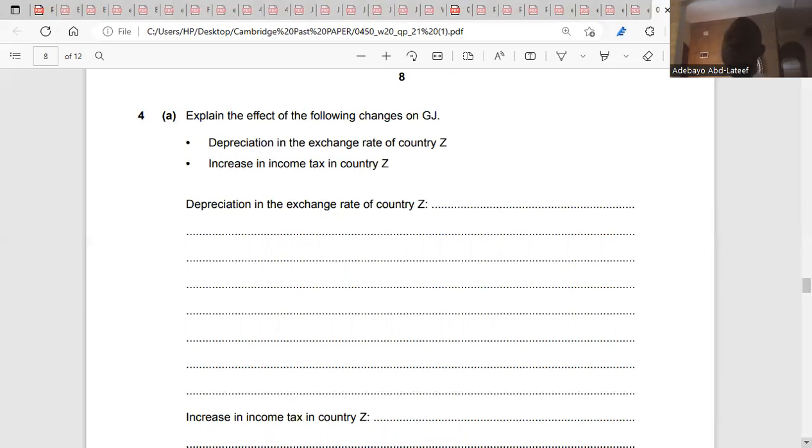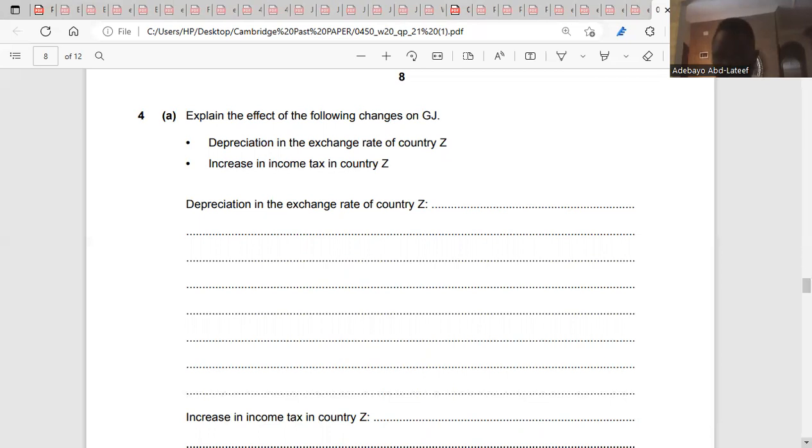It allows GJ to become more competitive internationally, because prices of GJ products will be lower for foreign customers. It will increase the quantity sold for GJ products abroad because it becomes cheaper. The problem about depreciation in exchange rate is that importation becomes expensive for GJ. So GJ might not be able to import raw materials needed for its production. Do you understand? So that's about depreciation.